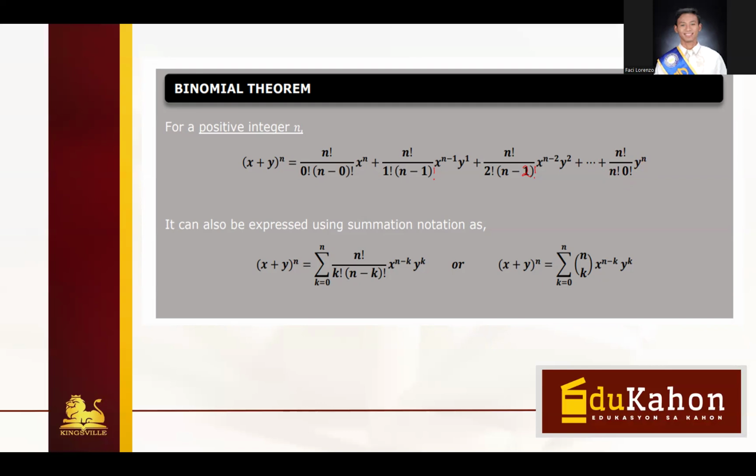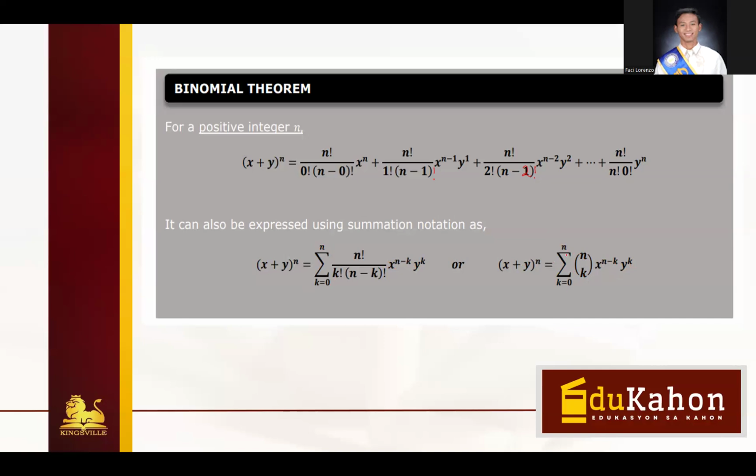which is the quantity of x plus y raised to n. We have the summation of n factorial divided by k factorial multiplied by n minus k factorial, multiplied by x raised to n minus k times y raised to k, from k is equal to 0 up to your upper bound, which is n. Okay? Or you can also use the concept of combination. So we have here n taken k, the summation of n taken k times x raised to n minus k times y raised to k, where k is equal to 0 up to your upper bound, which is n.